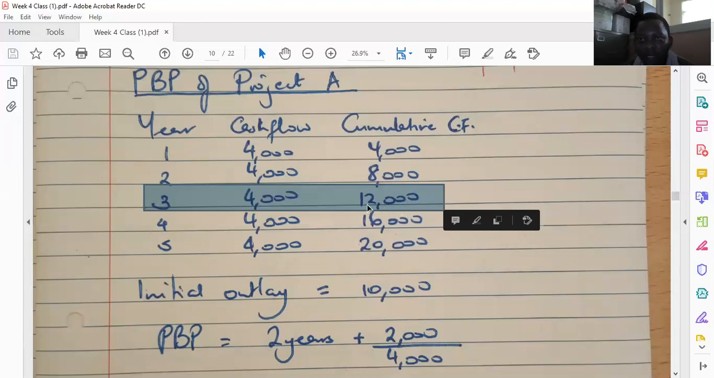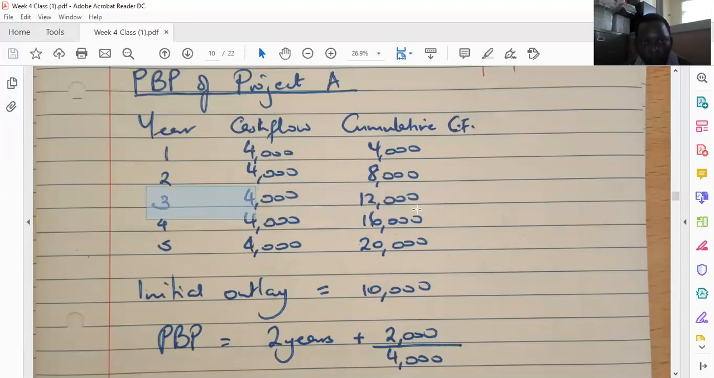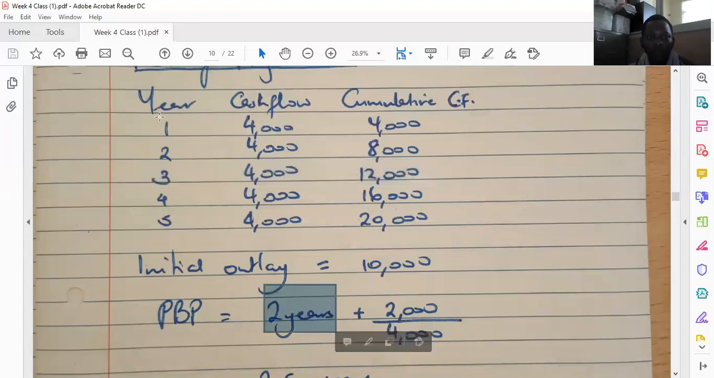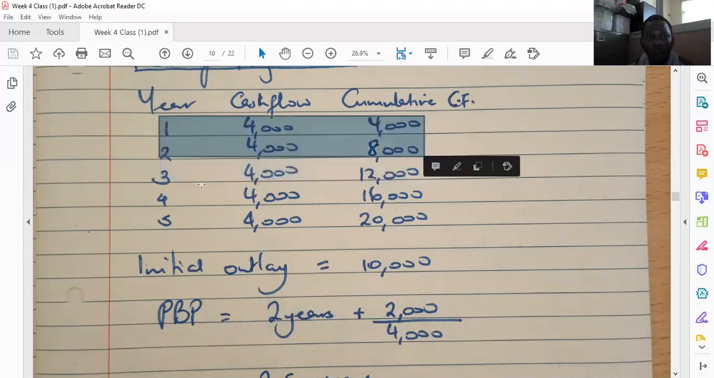But in this case, since by the end of the third year, the business will have acquired 12,000 shillings in total, to recover, you only need 10,000 shillings. So the third year will not be taken as a whole. It will be taken in part. So therefore, in our case, the payback period shall be equal to the 2 full years, that is year 1 and year 2, plus a portion of year 3.